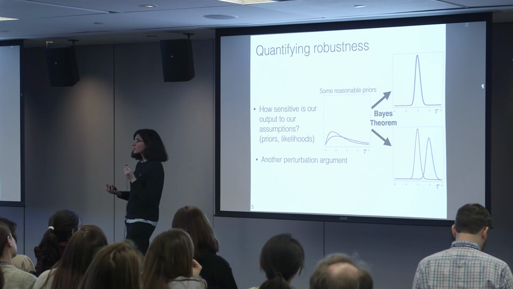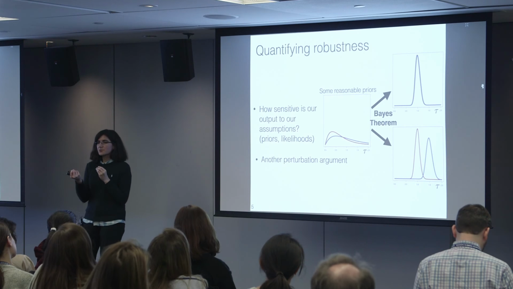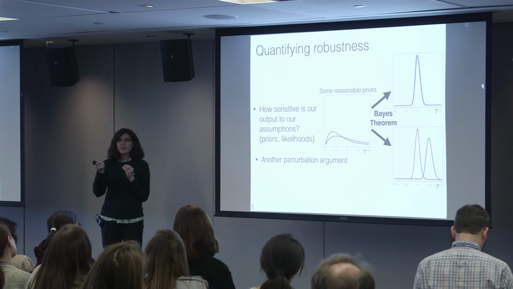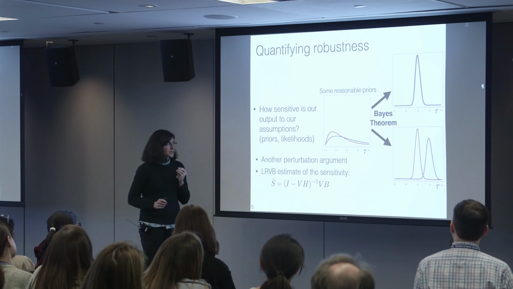And in this case, I think it's even more obvious why a perturbation argument is the right type of argument. We have a set of assumptions, and we want to perturb them a little bit. We want to change them a little bit and see what happens. And so again, we can use linear response variational Bayes.